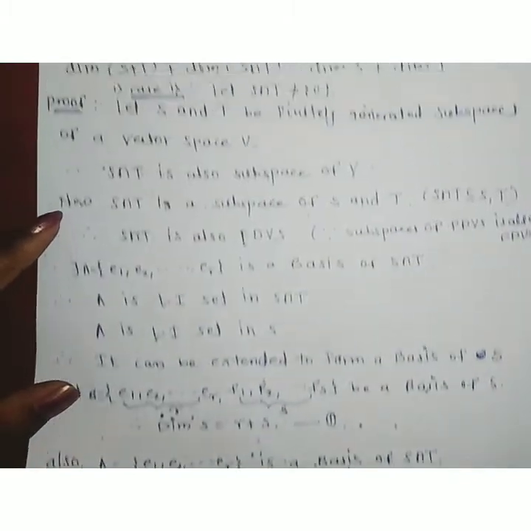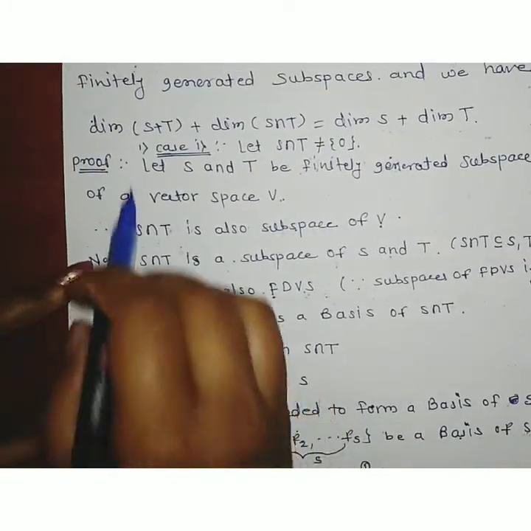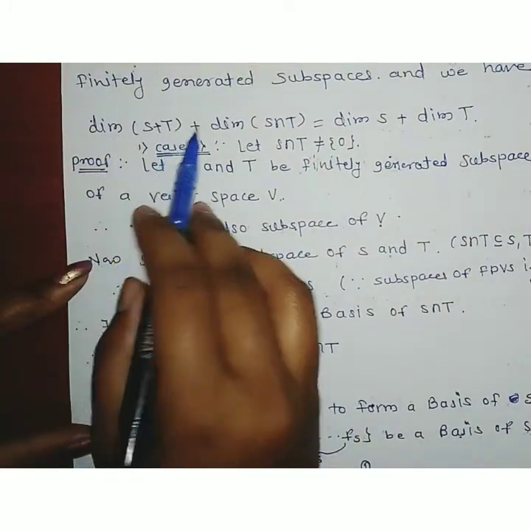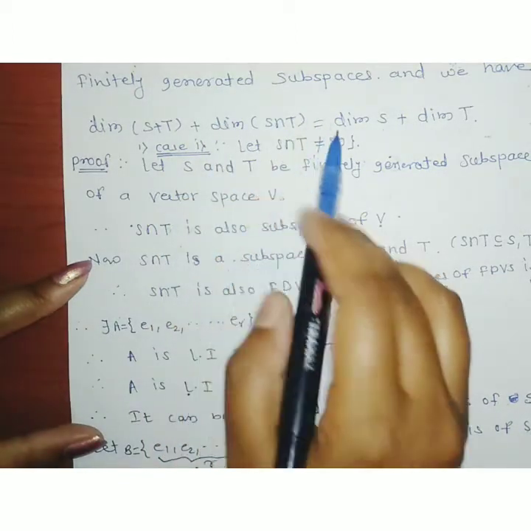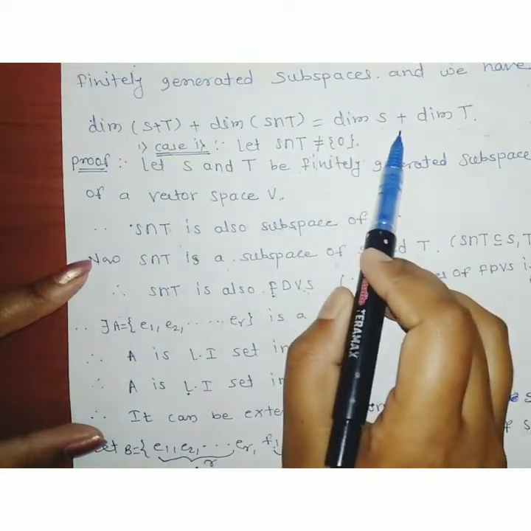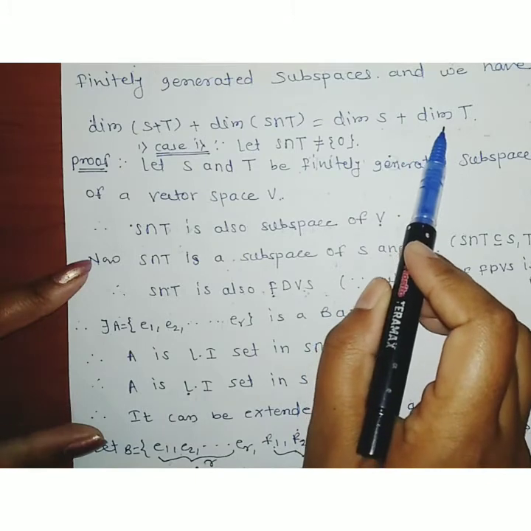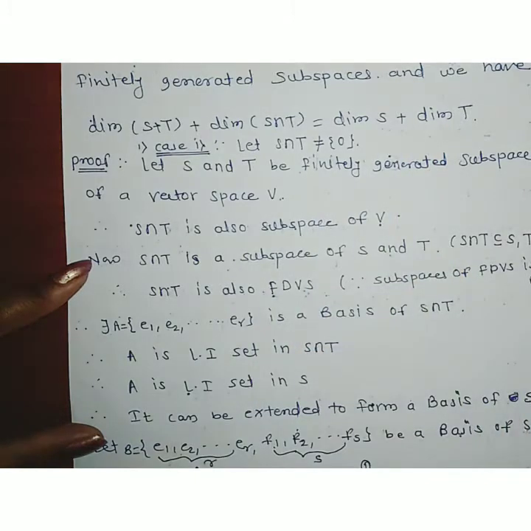Now consider, look at this, what we have to prove. We have to prove that the dimension of S plus T plus the dimension of S intersection T is equal to the dimension of S plus the dimension of T. By using equation third, what have we shown?